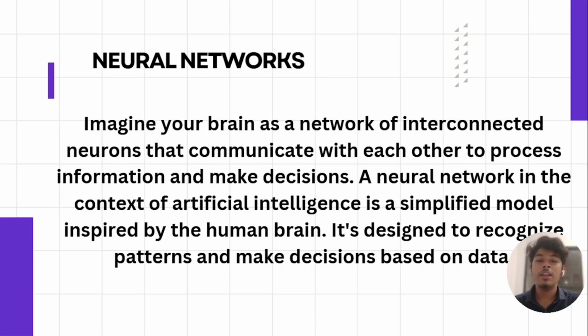Imagine your brain has lots of neurons and how they communicate with each other. It is similar in a computer, or in the context of artificial intelligence or data science. A neural network is a simplified model inspired by the human brain. It is designed to recognize patterns and make decisions based on data.